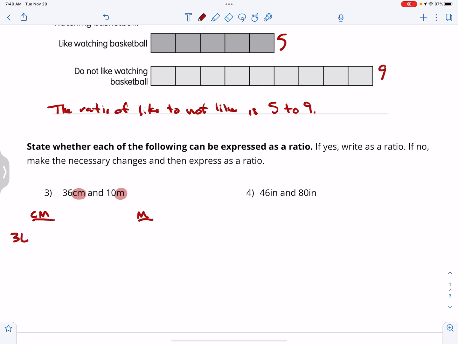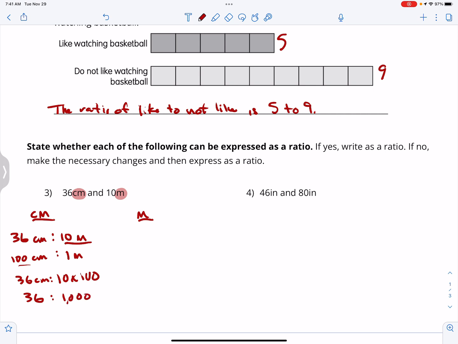So we have 36 centimeters to 10 meters. When you're making these conversions, the first thing that you do is you need to identify the conversion statement. So that means I know that 1 meter is the same as 100 centimeters. So that means that we are going to have 36 centimeters, and if this is 10 meters, that means we have 10 groups of 100. So our ratio is 36 to 1,000.